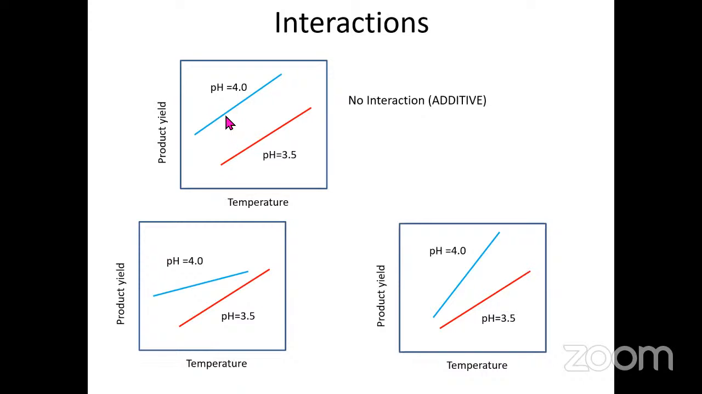Whereas here, whatever the pH, temperature versus yield follows a similar looking graph, so there is no interaction between pH and temperature. But there seems to be some interaction if you have this type of situation or this type. That means the independent variables are interacting with each other. At some pH, temperature affects the yield in one fashion; at some other pH, temperature versus yield is affected in some other fashion. That is called the interaction effect.